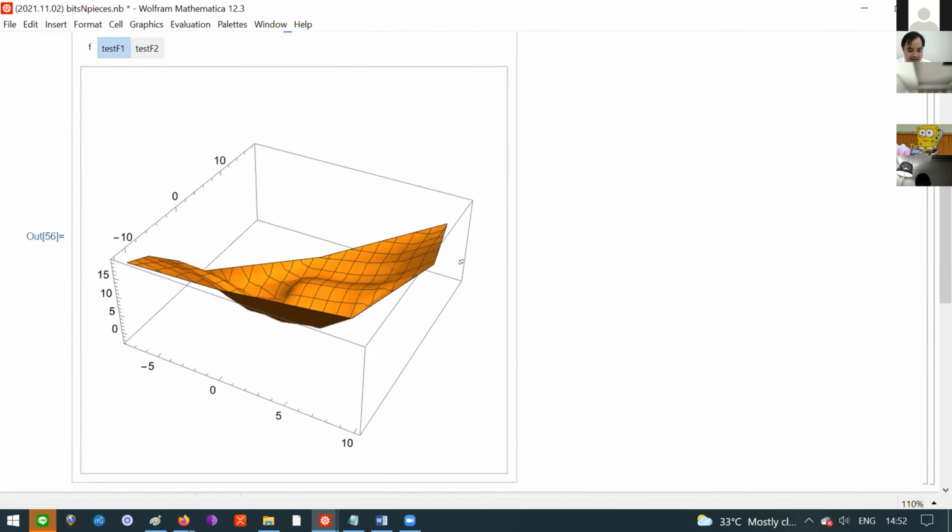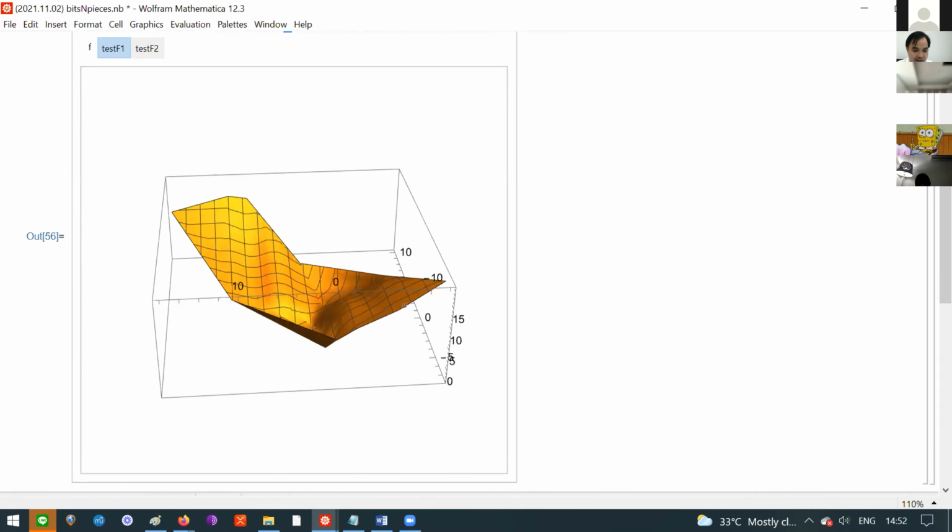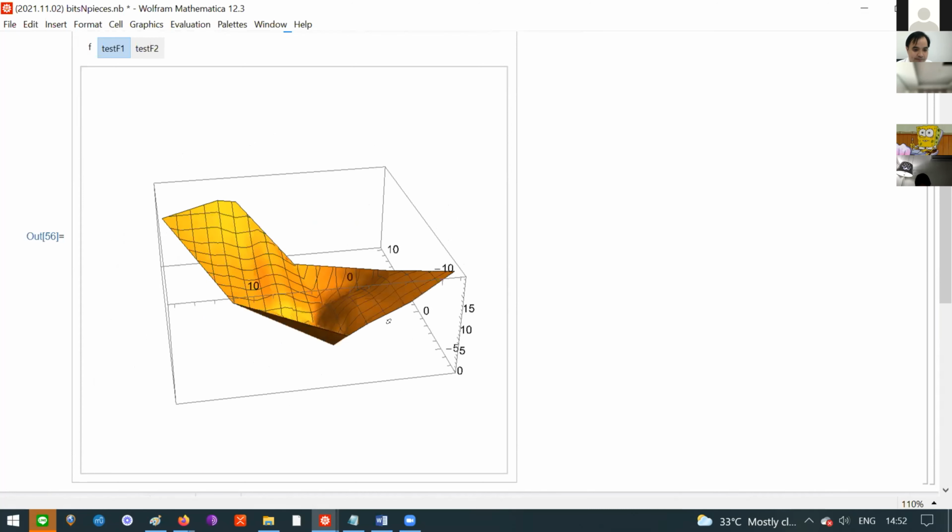Okay, let's say this is a very good model. This is x1. This is x2, and this is y. This is a good model. So it's a model of something.